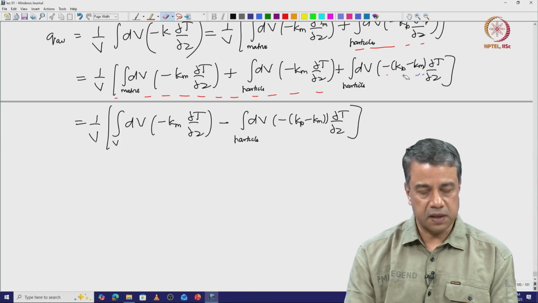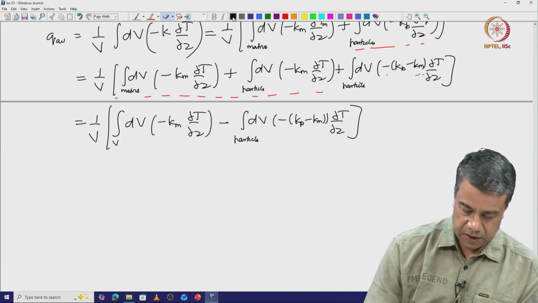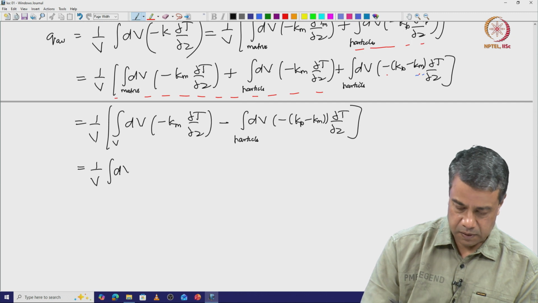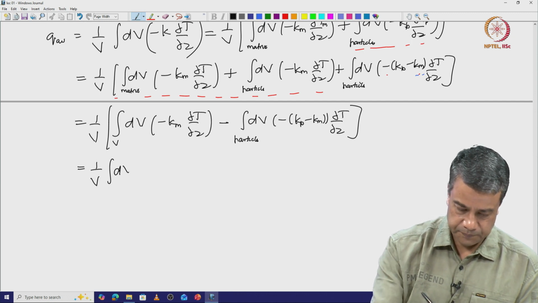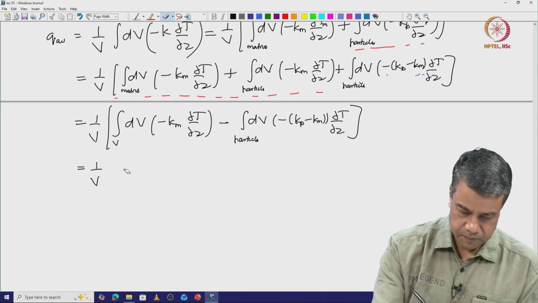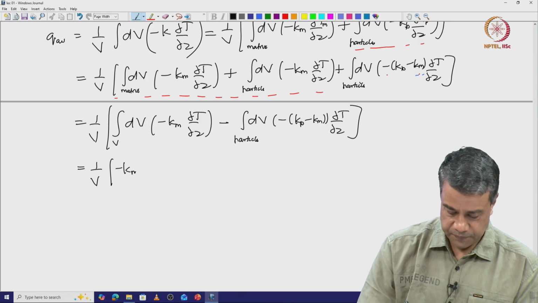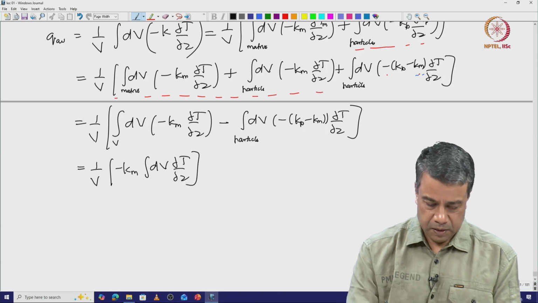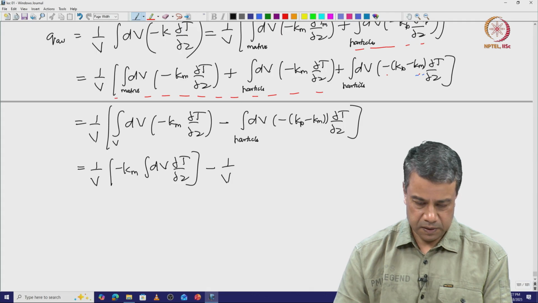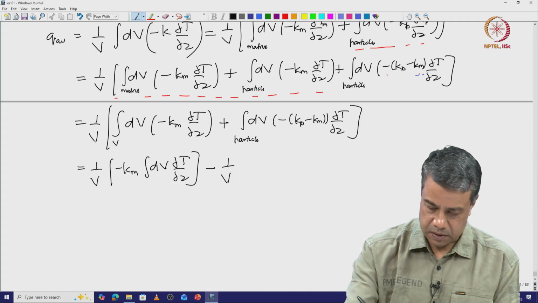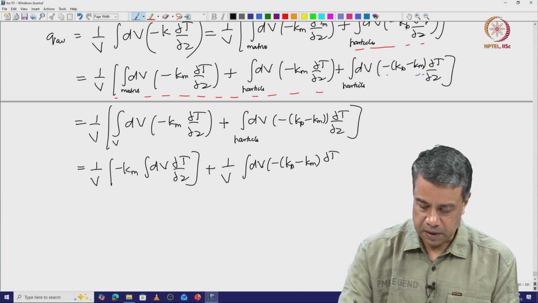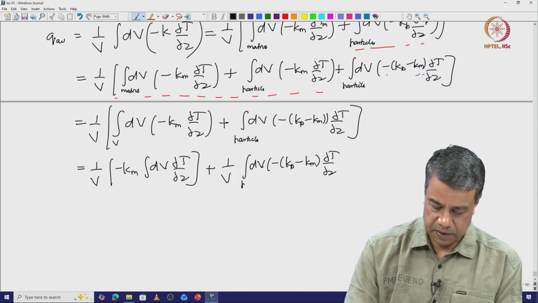And these first two terms here are an integral over the entire volume. So, therefore, I have 1 over V integral dV, or I can take the minus Km out, minus Km integral over the volume of partial t by partial z, plus, I am sorry, this should be plus, 1 over V integral dV of minus of Kp minus Km dt by dz. The second integral is only over the particles.